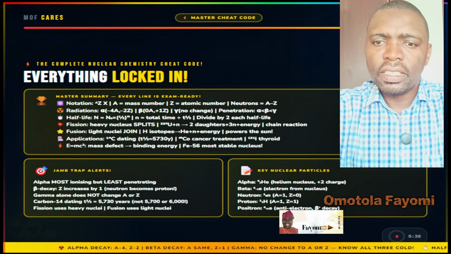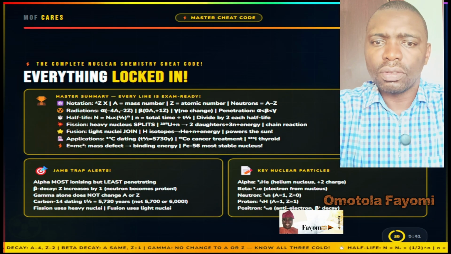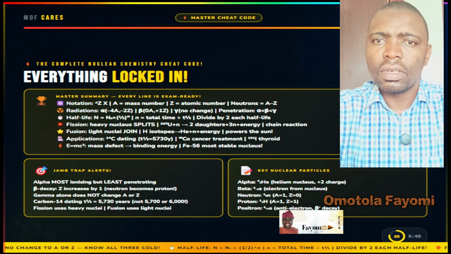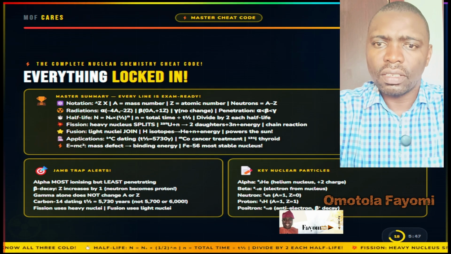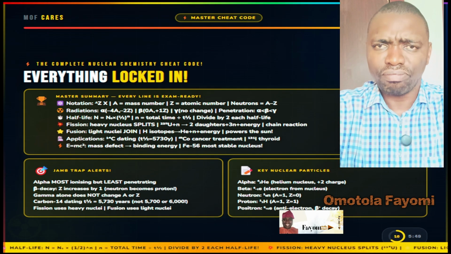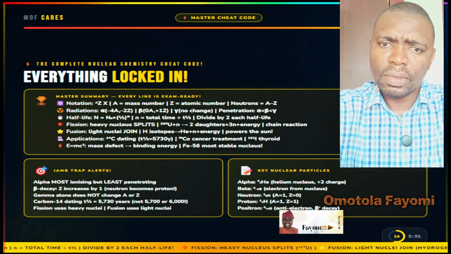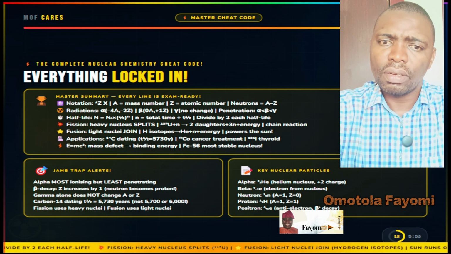Here is your complete nuclear chemistry and radioactivity cheat code. Every key rule in one consolidated exam-ready summary. Nuclear notation: A over Z gives the mass number as the total nucleons, and Z the atomic number as the protons. Neutrons equal A minus Z.